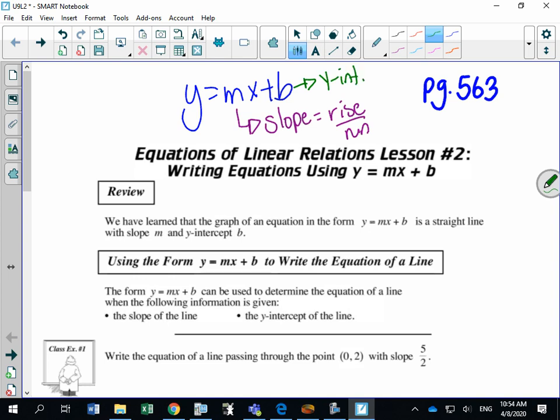With this lesson, we're going to be continuing on using the equation y is equal to mx plus b. However, with slope, we're not going to be using rise over run. We're going to be using the formula for slope. Remember that if you have two points or two coordinates, the formula is y2 minus y1 over x2 minus x1. As long as we have two coordinates, we could do that.